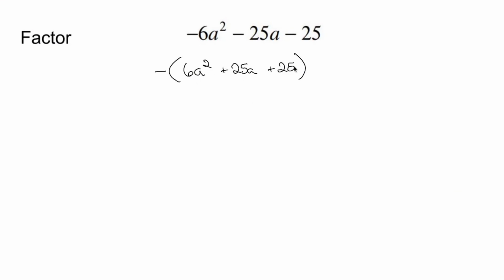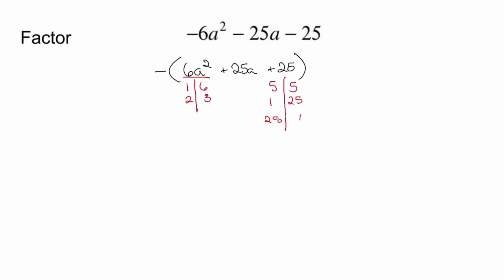This is one of those things where it's not as simple as trying to come up with two numbers that add up to 25 and multiply out to 25. Since I have something in front of a squared that I can't do anything with, I have to list out the possible combinations that get me 6. So here's 1 and 6. Here's 2 and 3. For 25, I'm going to list out all the combinations that get me 25. So 5 and 5, 1 and 25, 25 and 1.